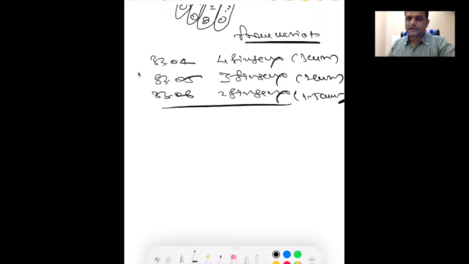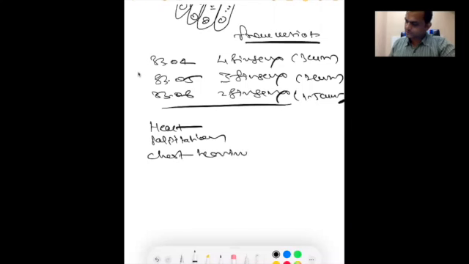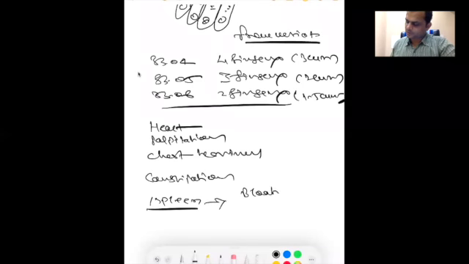So these points are igniting the fire. So very good for the heart, palpitation, chest heaviness, as well as constipation, as well as good for the spleen. And spleen is connected with the bloating. So in these conditions, we can use these points.